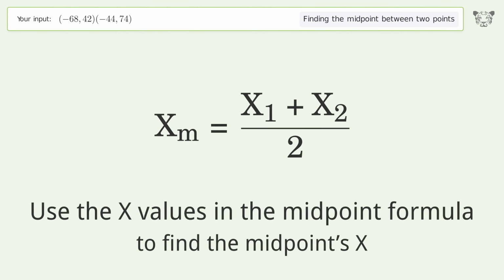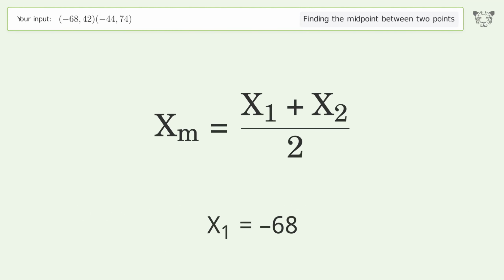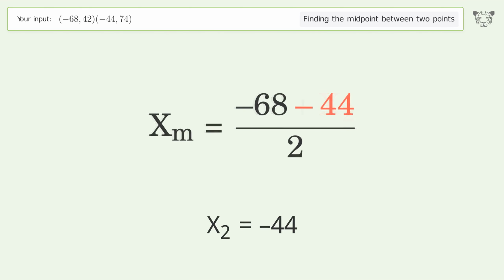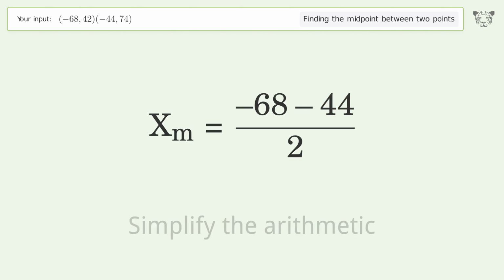Use the x values in the midpoint formula to find the midpoint's x. x1 equals negative 68. x2 equals negative 44. Simplify the arithmetic.